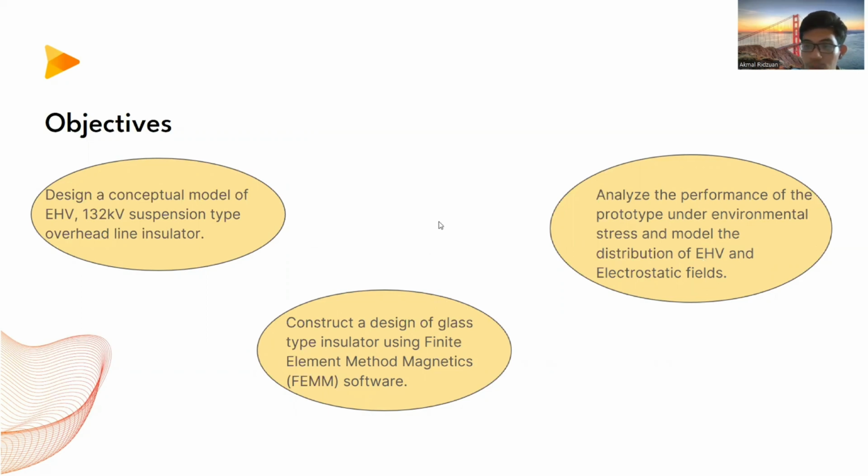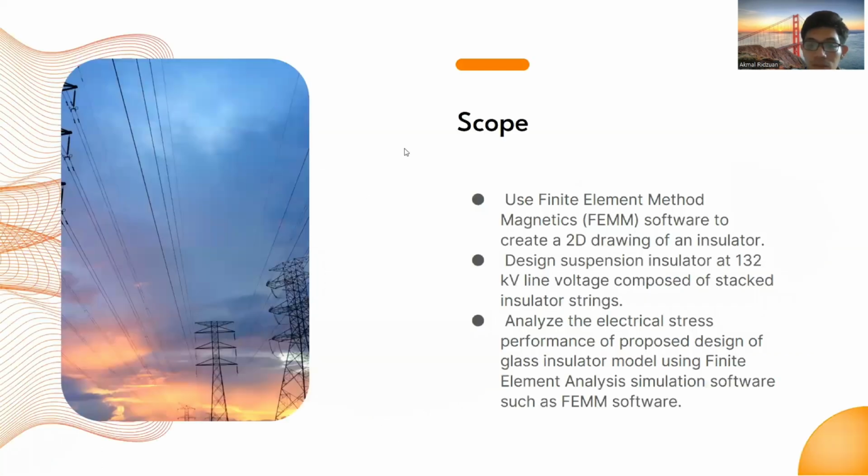Now we go into the scope of the project. For the scope, we will use the finite element method magnetics, or FEMM, software to create a 2D drawing of an insulator. Then we design a suspension insulator at the 132 kilovolt level, which is composed of a flat insulator string. Last but not least, we will analyze the electrical stress performance of the proposed design of the glass insulator model using finite element analysis simulation software such as FEMM. So I think that's all for my part. Thank you very much. We go into the next part, the simulation.